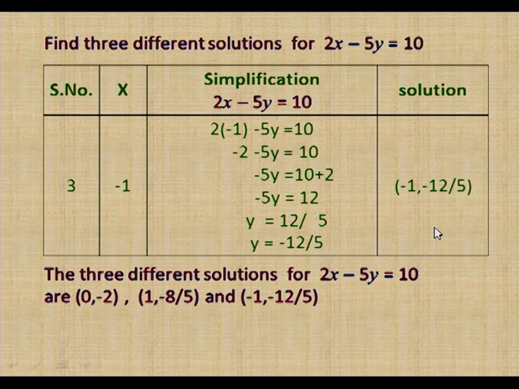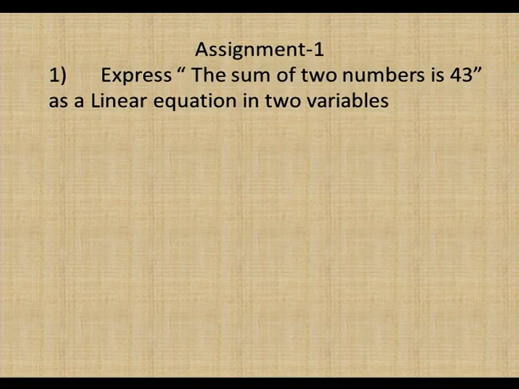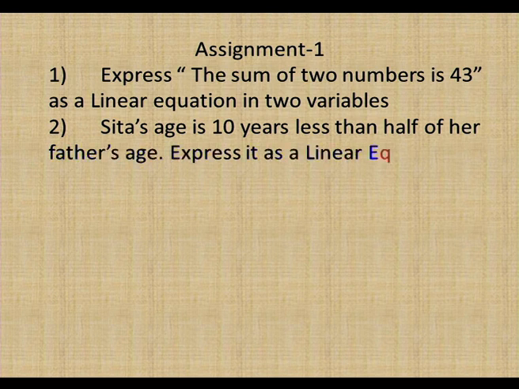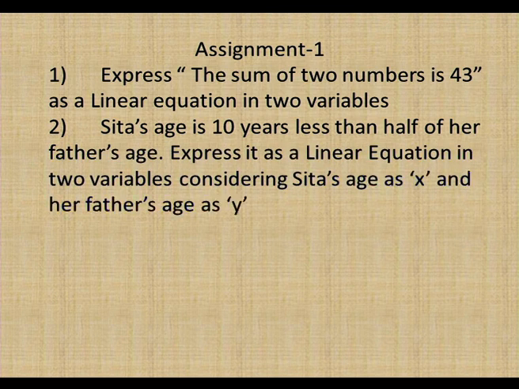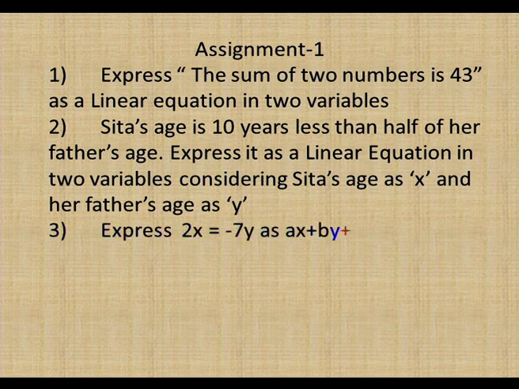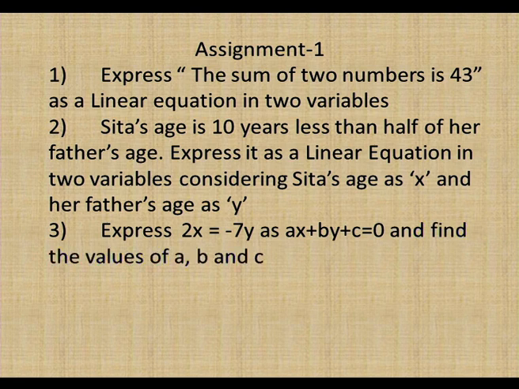Are you clear, children? Now, at present there is just an assignment for you. Question number 1, express 'the sum of 2 numbers is 43' as a linear equation in 2 variables. Question number 2, Sita's age is 10 years less than half of her father's age. Express it as a linear equation in 2 variables, considering Sita's age as x and her father's age as y. Question number 3, express 2x is equal to minus 7y as ax plus by plus c is equal to 0 and find the values of a, b and c.